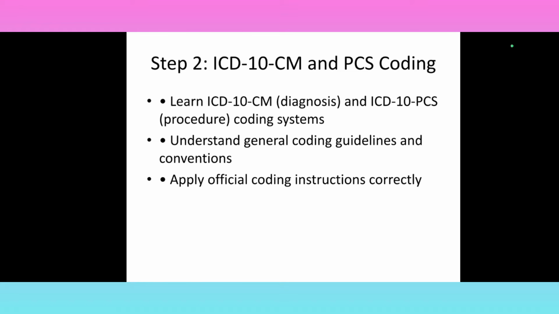In PCS we have lots of guidelines related to procedures. For example, we have 31 root operations. Each root operation has a definition, body part, value, approach, new technology procedures, spinal fusion coding, CABG, fracture reduction, Impella placement, PTCA, aortic valve replacement, and so on. So you have to understand the PCS coding completely. That is step number 2.